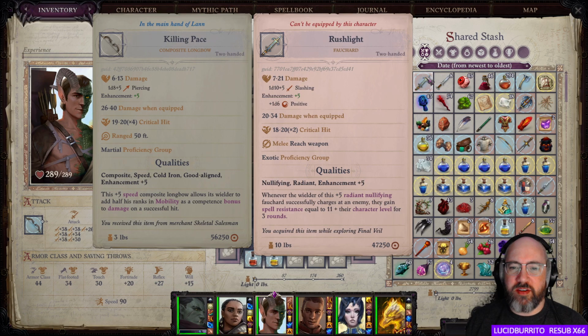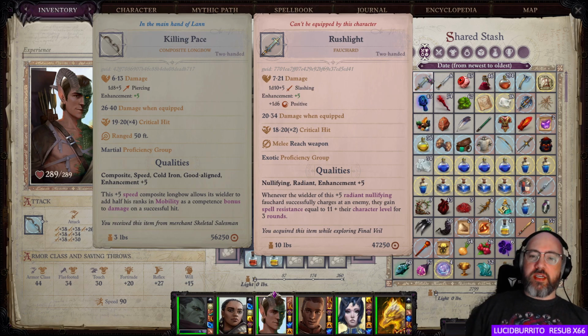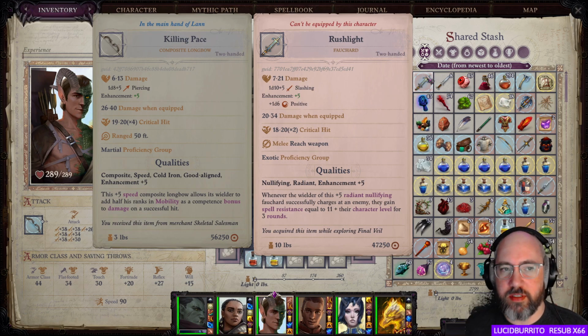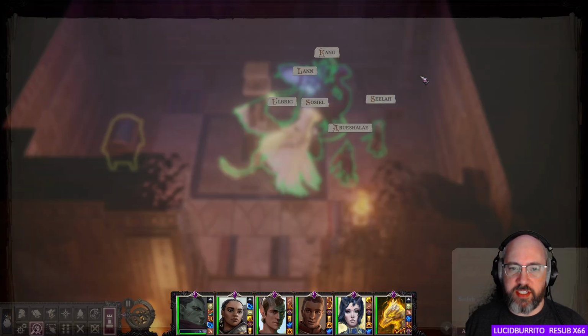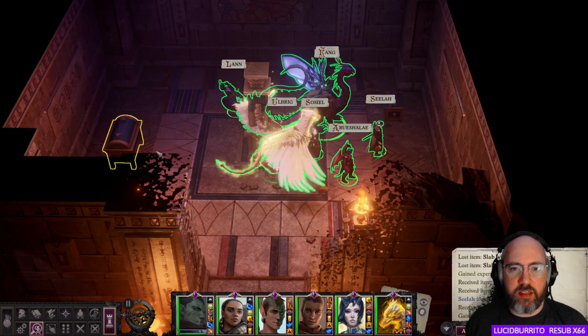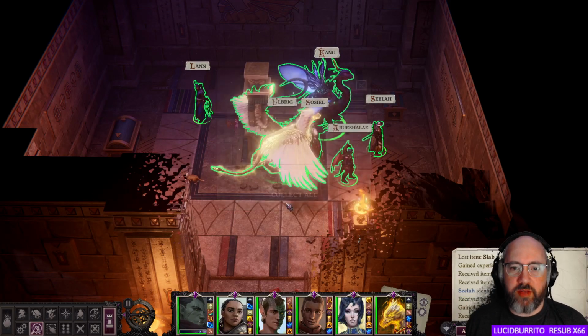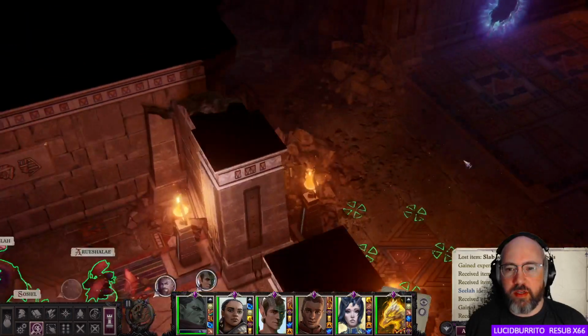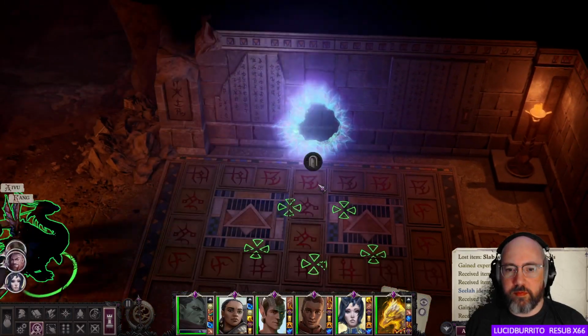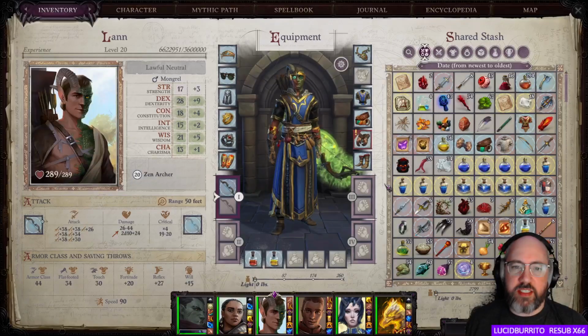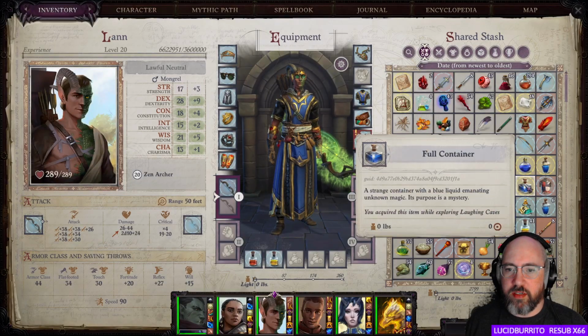Plus 11. Wait. This radiant nullifying Fauchard successfully charges. When you charge at an enemy, they gain spell resistance equal to 11 plus their character level. Damn. So like 31. If I charge with this, I would get plus 31 spell resistance for 3 rounds. Another elven note. Alright. Move out. I wonder if that's all the elven notes.